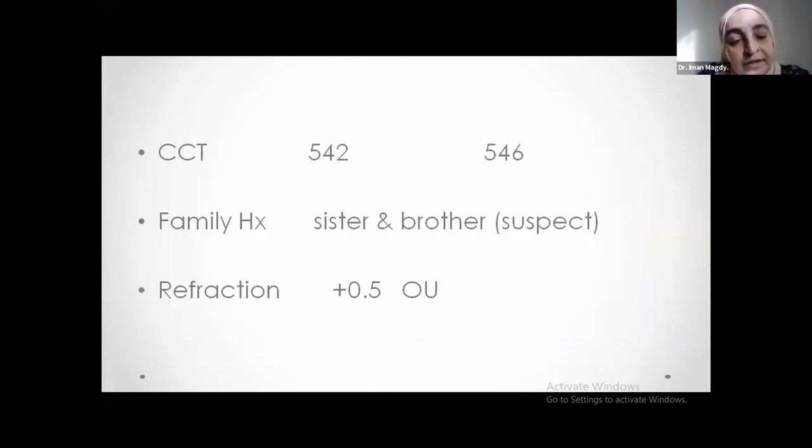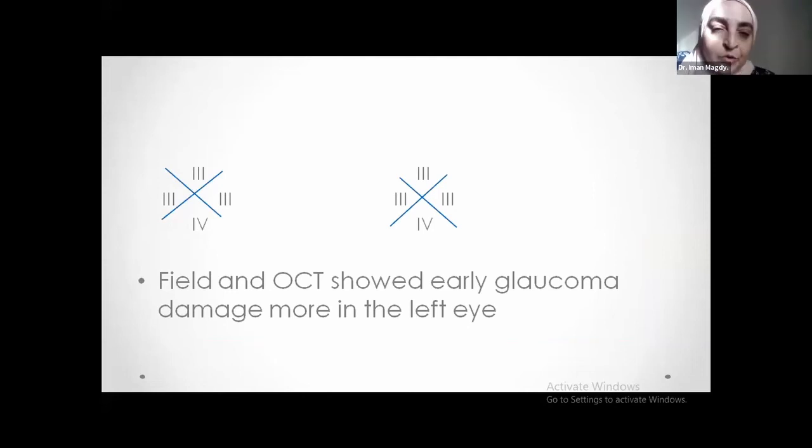Exactly. So yes, her central corneal thickness was 542 microns in the right and 546 in the left. Her sister is a glaucoma patient, and her brother is a suspect. So there is a positive family history, and her refraction is rather emmetropic, nothing significant. The gonioscopy, the angle was open in all four quadrants in both eyes. And she hasn't had any ocular surgery or previous ocular medication. How about any investigations like field or OCT?